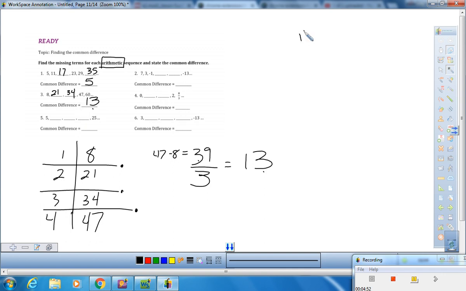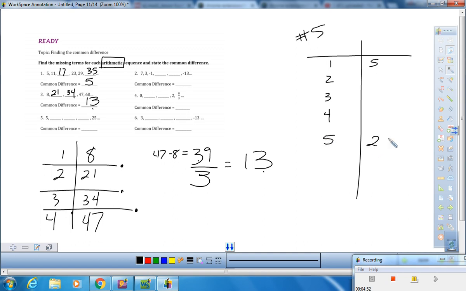So in number 5, we'll do the same thing. The first term is 5. We don't know the second term. We don't know the third term. We don't know the fourth term. But the fifth term is 25. So we don't know what this is. We don't know what this is. We don't know what this is.